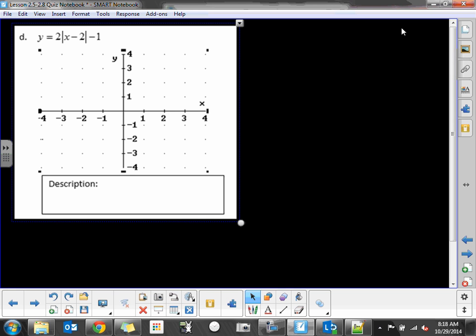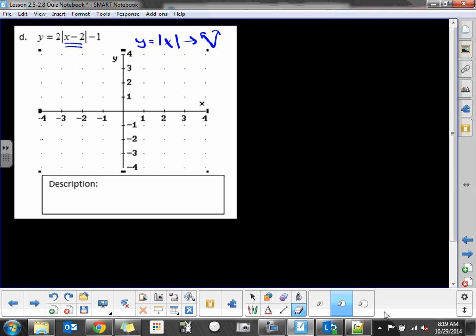Q4d is the final transformation I asked you to graph. What I'm going to do is come through here and first recognize the parent function. We have that y equals 2 times the absolute value. So as soon as I read absolute value, I know that my parent function is the absolute value of x, which is V-shaped. So we're going to be transforming this V-shaped graph by performing 3 different operations on it.